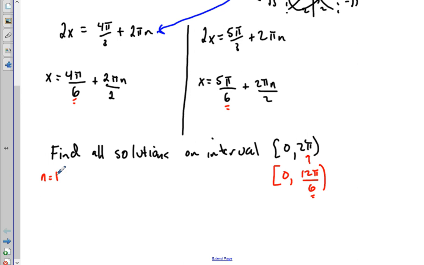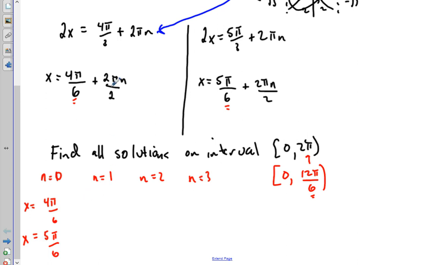Okay, or actually when n equals 0, we'll say when n equals 1, when n equals 2, and we'll just keep on going down until we get to our end. So right here, when we plug in 0, we have 0 right here, and we have 4 pi, so x is going to equal 4 pi over 6, and also it's going to equal 5 pi over 6. Okay, so 5 pi over 6, and that's our first two solutions.